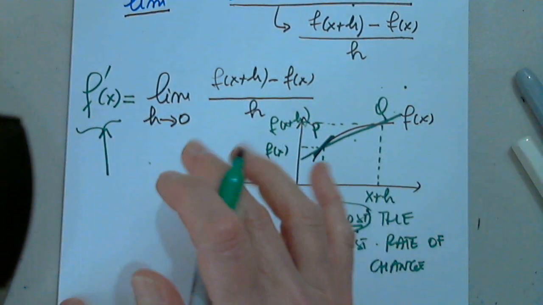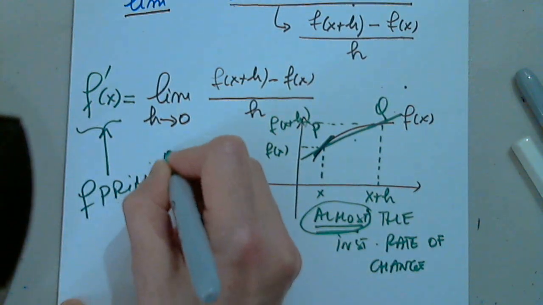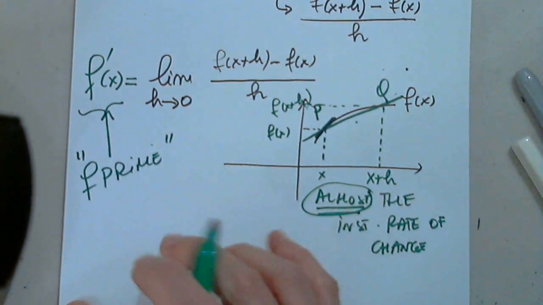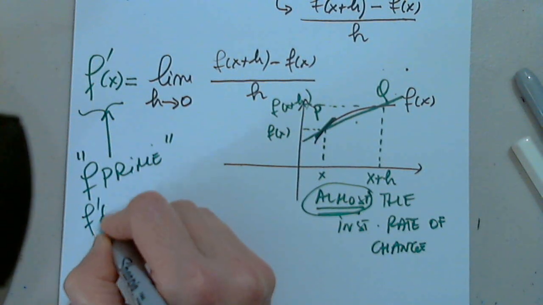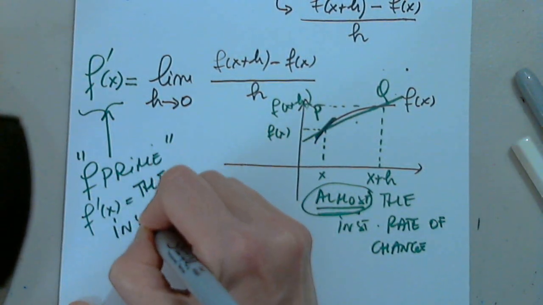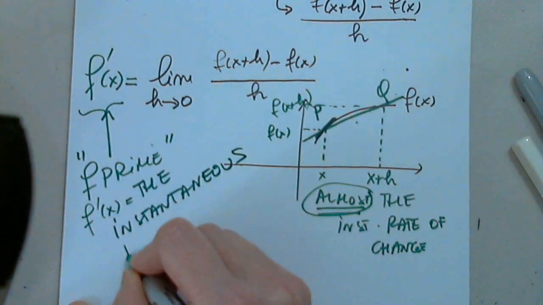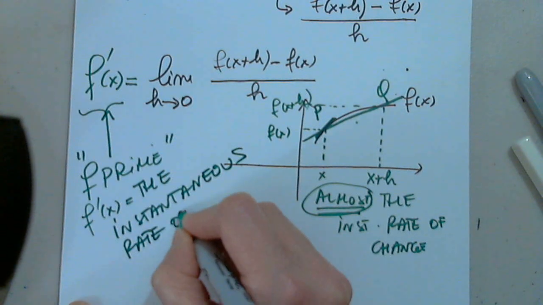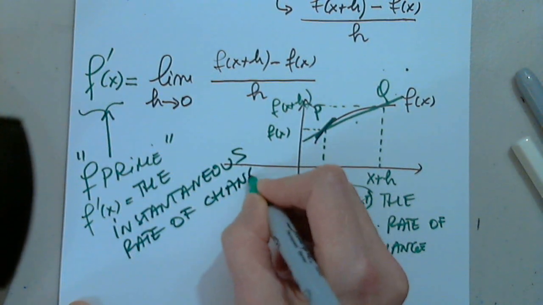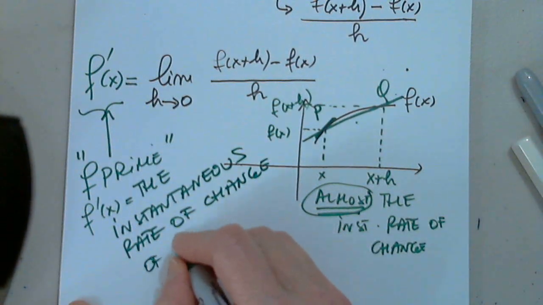So we have to write this. F prime is nothing else but, so f prime of x is the instantaneous rate of change of f of x.